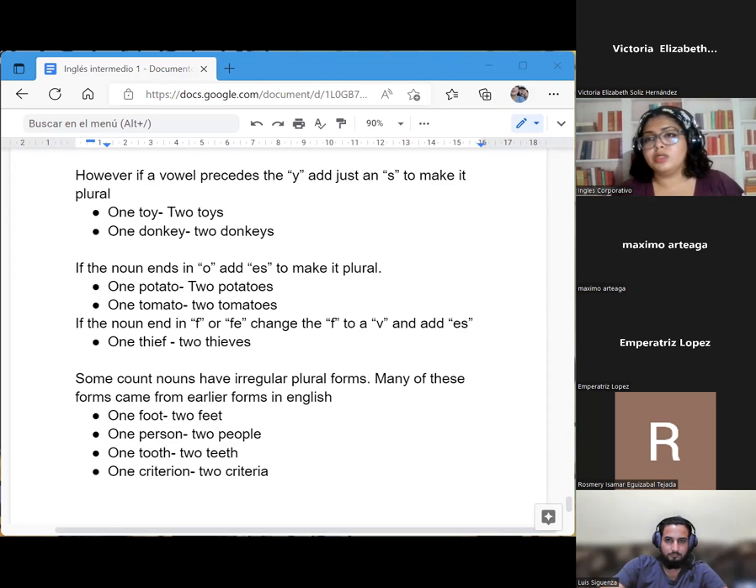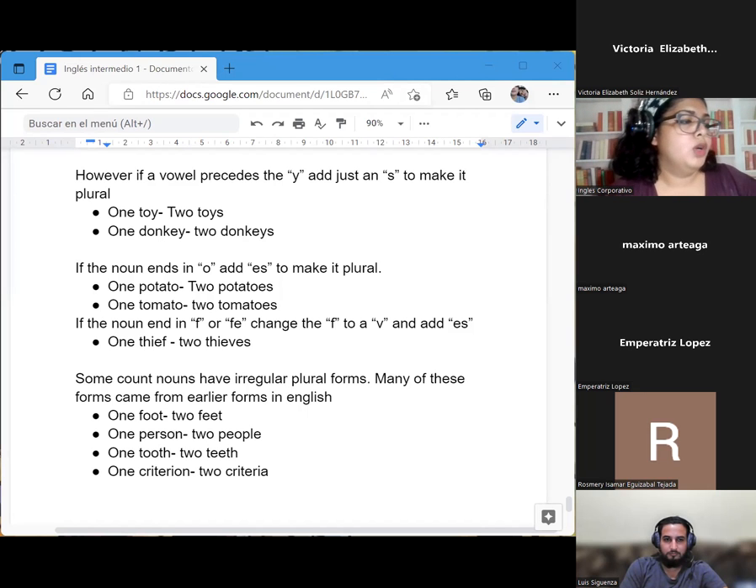Tenemos muchos datos de los nombres contables, no es simplemente decir, yo tengo un huevo y ya está. We have a lot of things to know about the words and how we can change from one to other, and how to count them and how to write the plural ones. But now we are going to see the non-count nouns, that is the other part of the topic. Vamos a ver los nombres no contables, and in this case, we are going to see some categories.